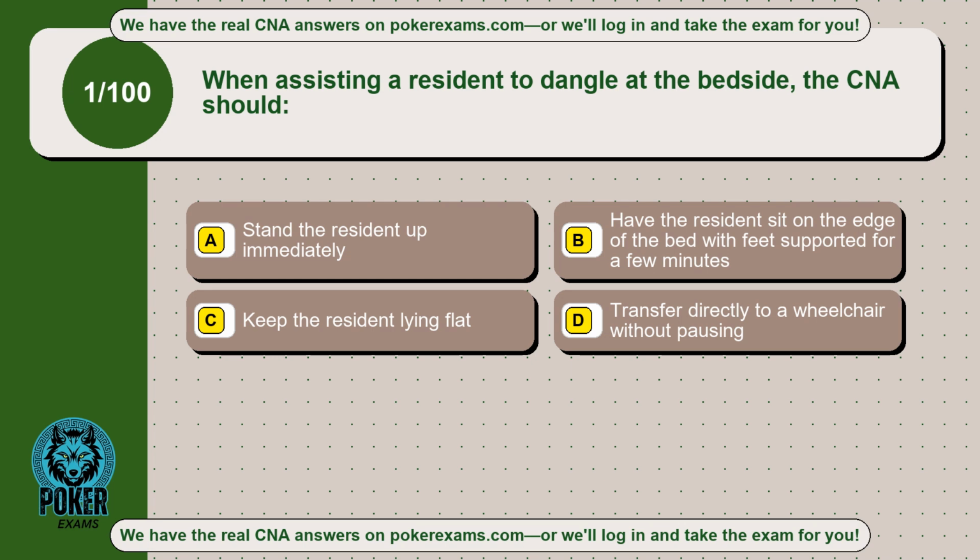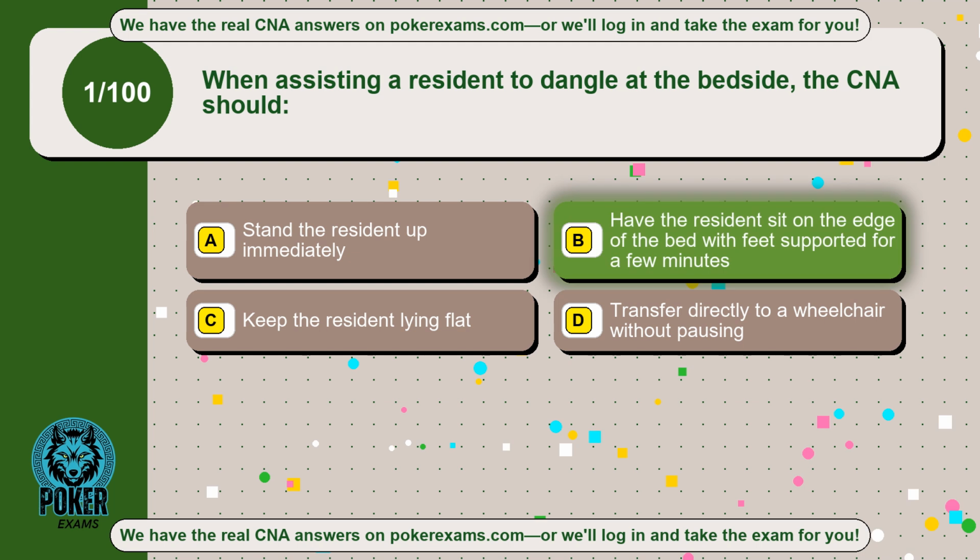Question 1. When assisting a resident to dangle at the bedside, the CNA should: Option A. Stand the resident up immediately. Option B. Have the resident sit on the edge of the bed with feet supported for a few minutes. Option C. Keep the resident lying flat. Option D. Transfer directly to a wheelchair without pausing.